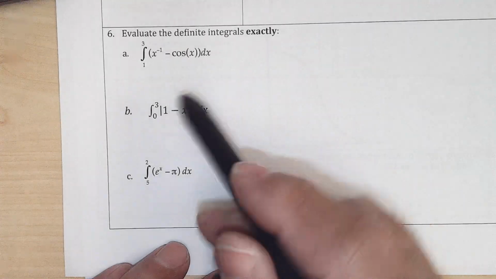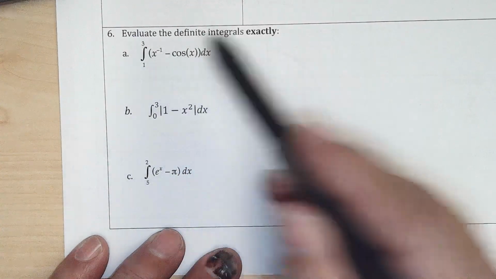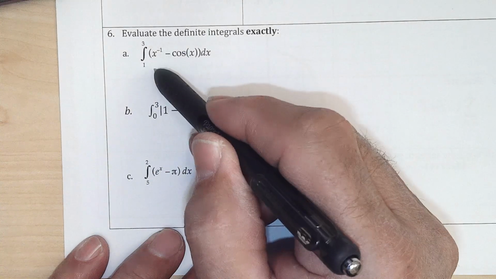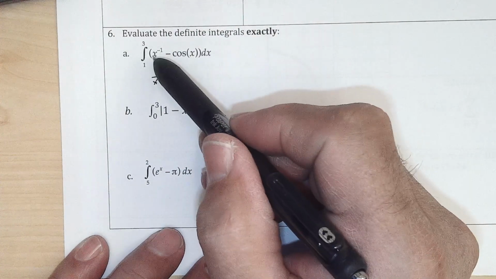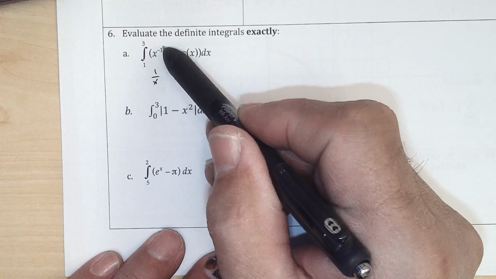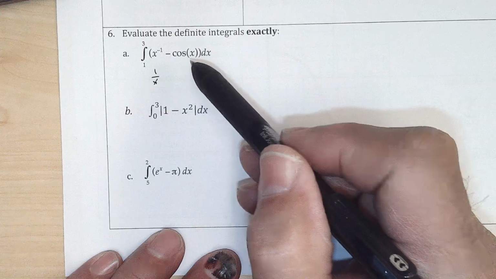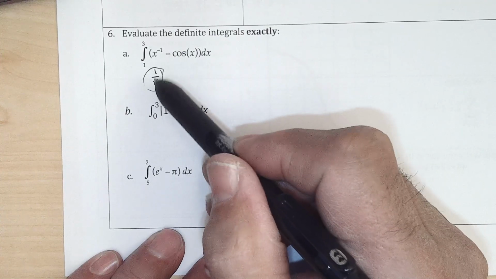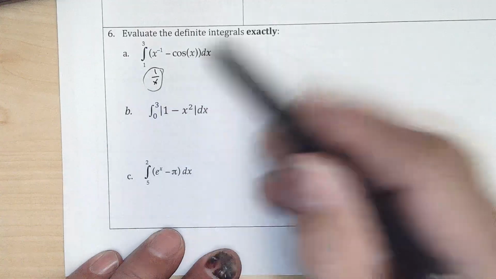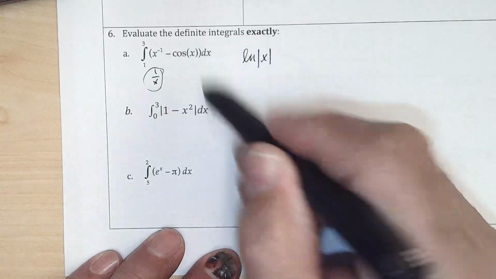Number 6. Okay, so we have to find the area under this. And so this is x to the minus 1, which is another name for 1 over x. Can you use the power rule? Well, if you add 1, you get 0. And then you have to divide by 0, but you can't divide by 0. So this is the one exception. And the antiderivative of 1 over x is ln, absolute value of x.